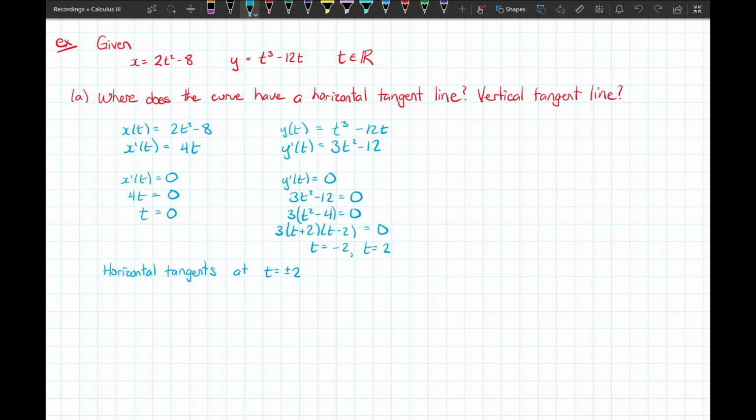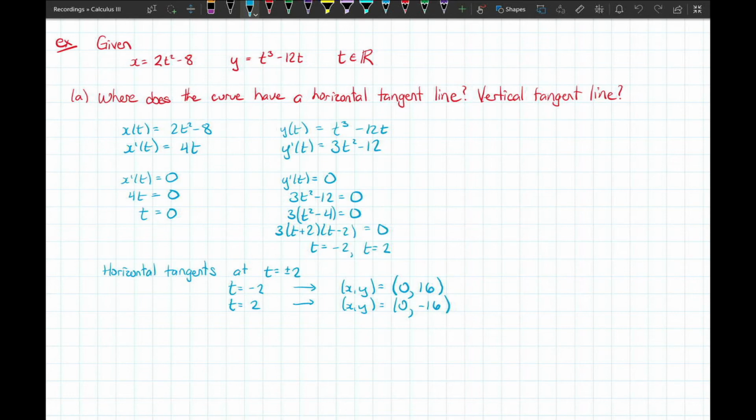Now, if we want to find out what points these are on our graph, we can plug those into the original parameterization. t equal to negative 2 gives us the coordinates 0, 16, and t equals positive 2 gives us the coordinate 0, negative 16.